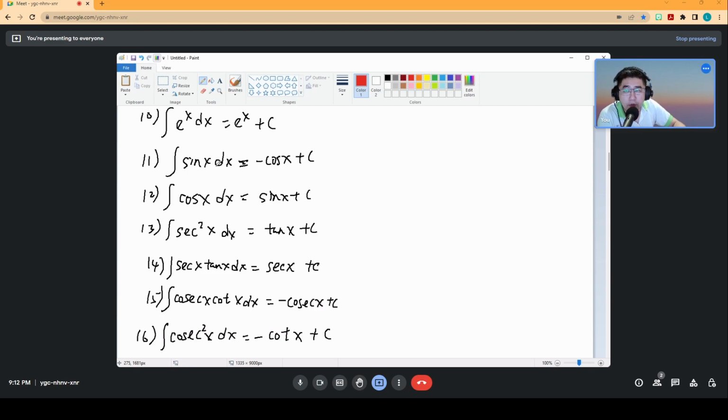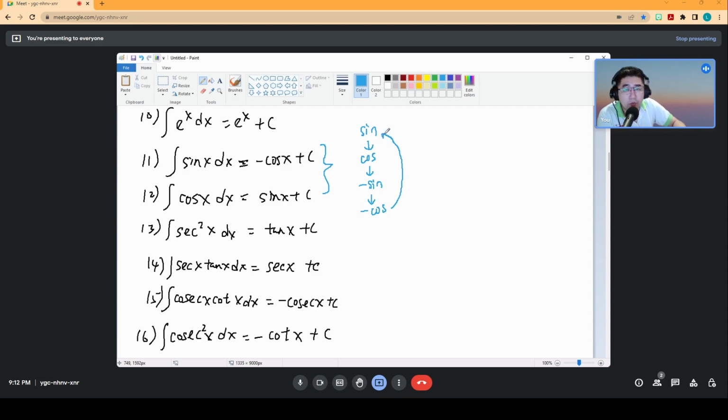Number 11, if I differentiate cos, I get a negative sine. If I differentiate sine, it goes to cos. Over here, from 11 and 12, you will see that we are still applying this rule. Sine differentiated goes to cos, cos differentiated goes to negative sine, negative sine differentiated goes to negative cos.